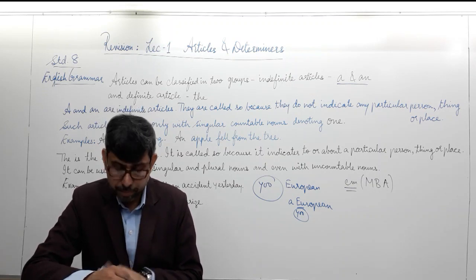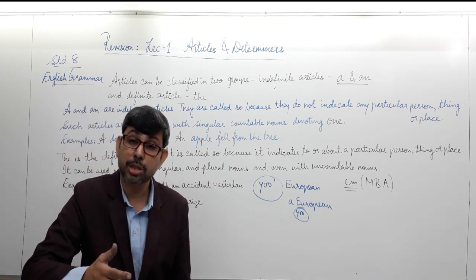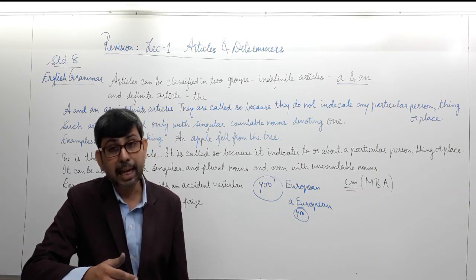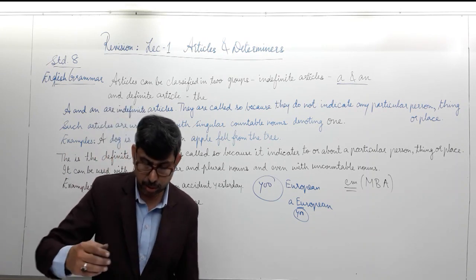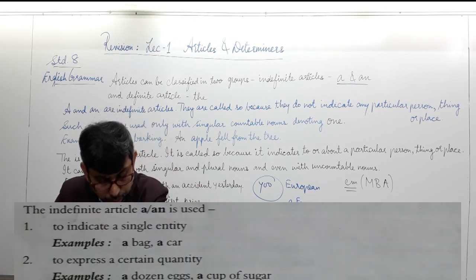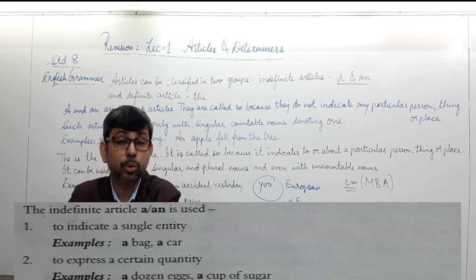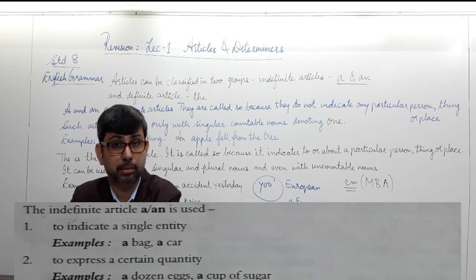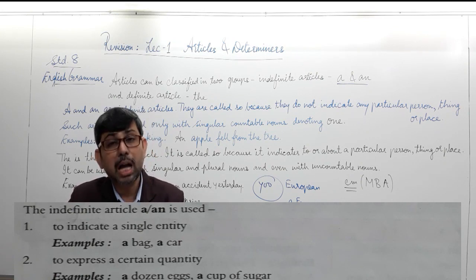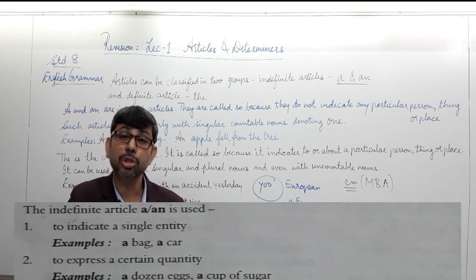Well, this is not all. We have 6 more uses to understand of the article a and an. Let me discuss this with you too. The first use is to indicate a single entity. Yes, to indicate something that is singular, one, and not more than one. We use the article a in order to express the idea of something that is singular.